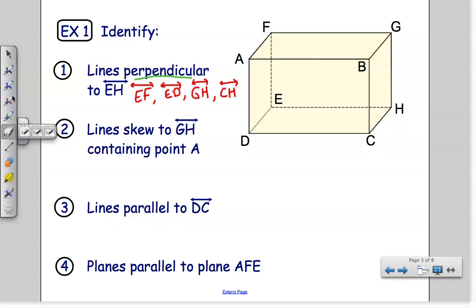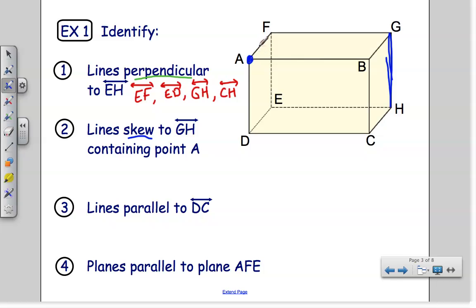Okay. Next example, we're using that word skew. Remember that skew lines do not cross, but they cannot be on the same plane. They cannot be on the same flat surface. So I'm going skew to line GH. Where is that? GH would be here, containing point A. So I have to find lines that go through point A that are skew to this line, meaning they will not cross it, but they're not parallel. They're not in the same plane.